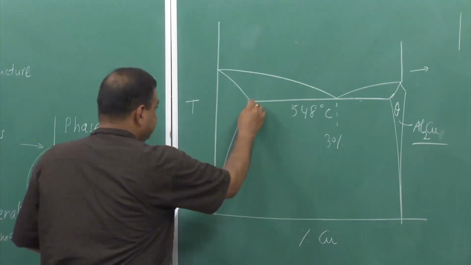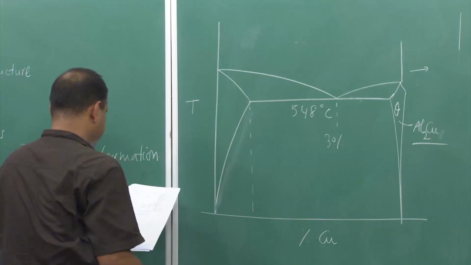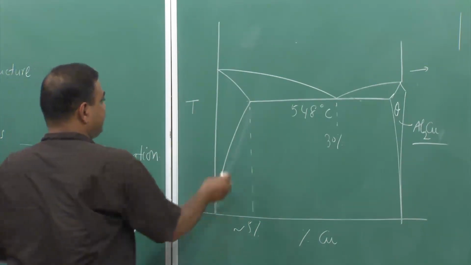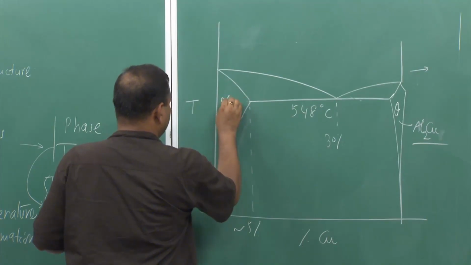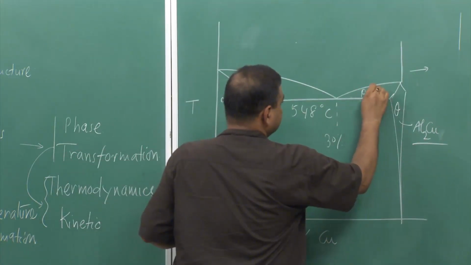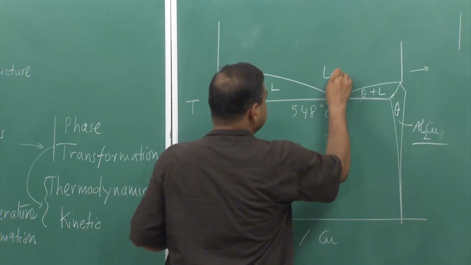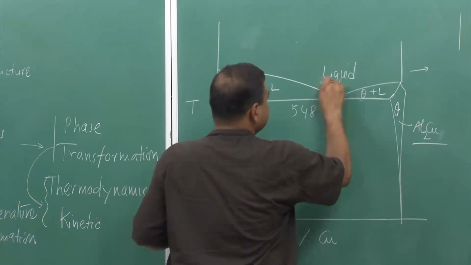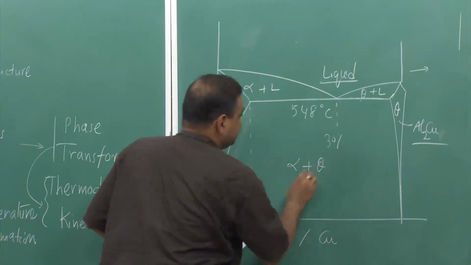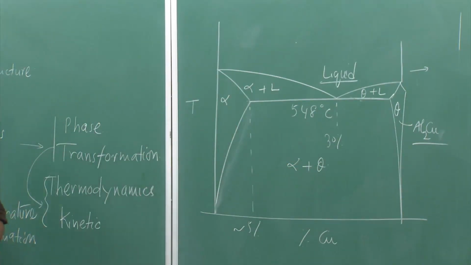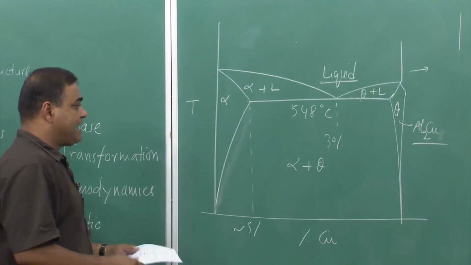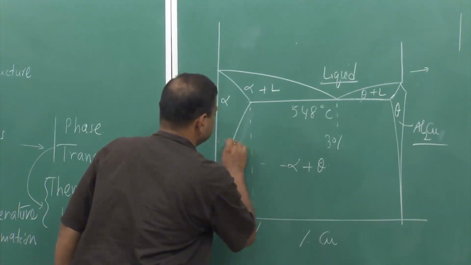And in this case, this particular section is roughly 5%, and this zone is alpha, this is alpha plus liquid, and this is theta plus liquid, and this is liquid. And in this zone we have alpha plus theta. So, if it is in equilibrium, these would be the phases we can arrive at at different temperatures.